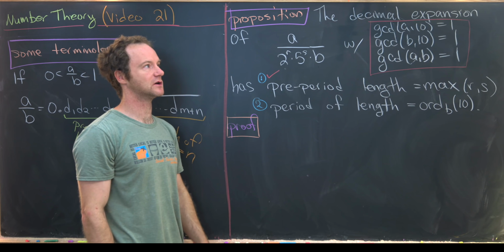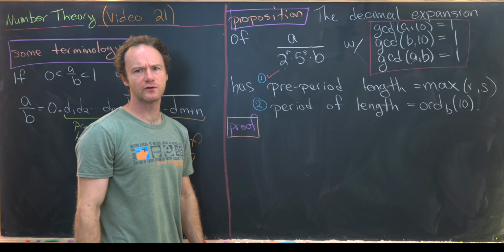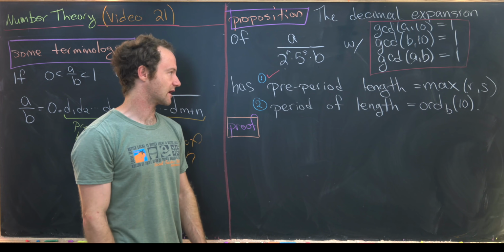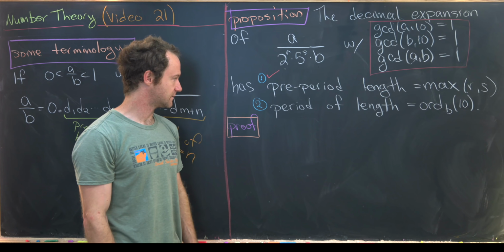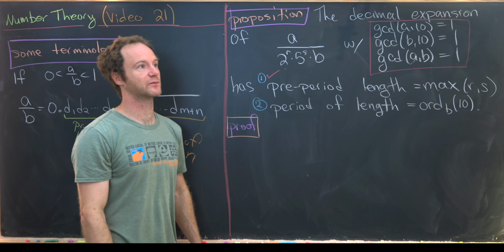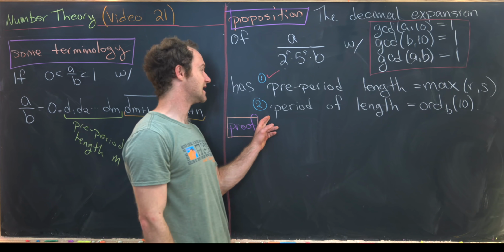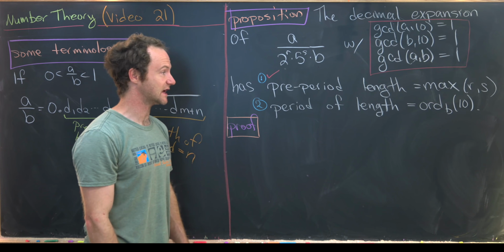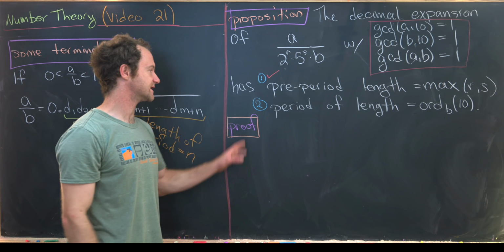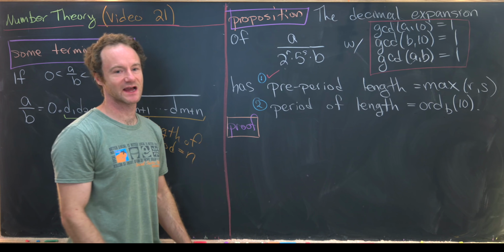So the maximum among the power of 2 and the power of 5. That actually follows exactly from the proof that we saw at the very beginning of the video. We actually outlined that already, so we're not going to worry about that proof. Then the second thing, which will be built off of the proof that we saw of the last theorem, is that the period of this is length the order mod b of 10. Okay, so let's maybe firm up the proof of this second thing.